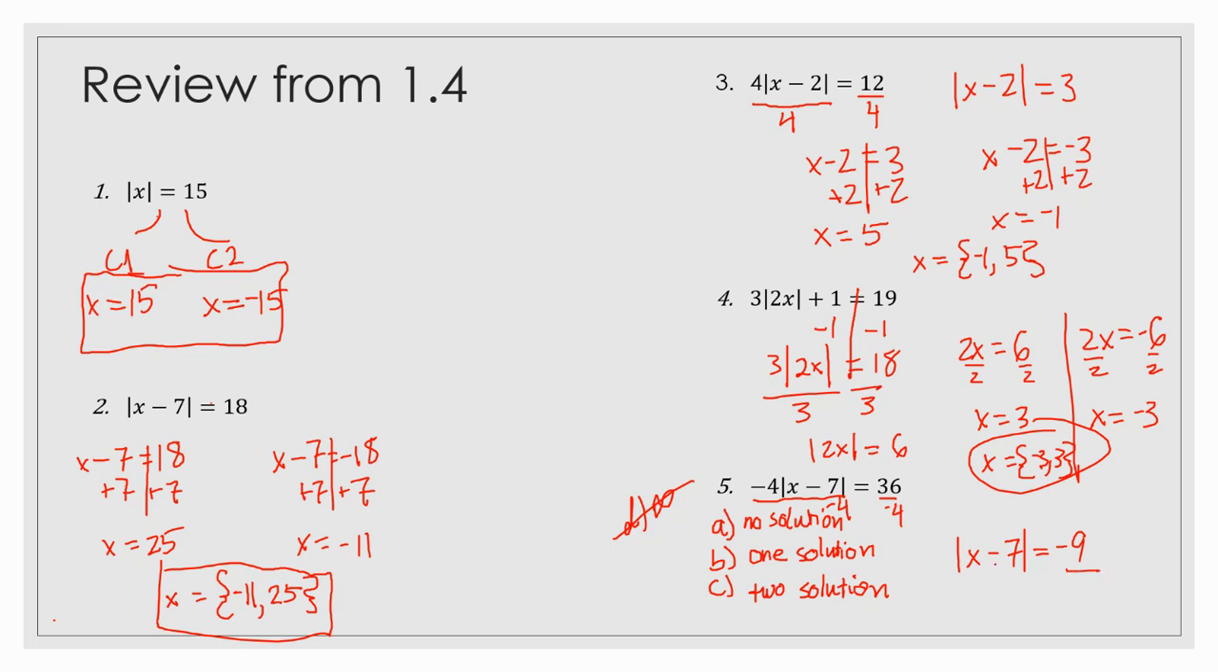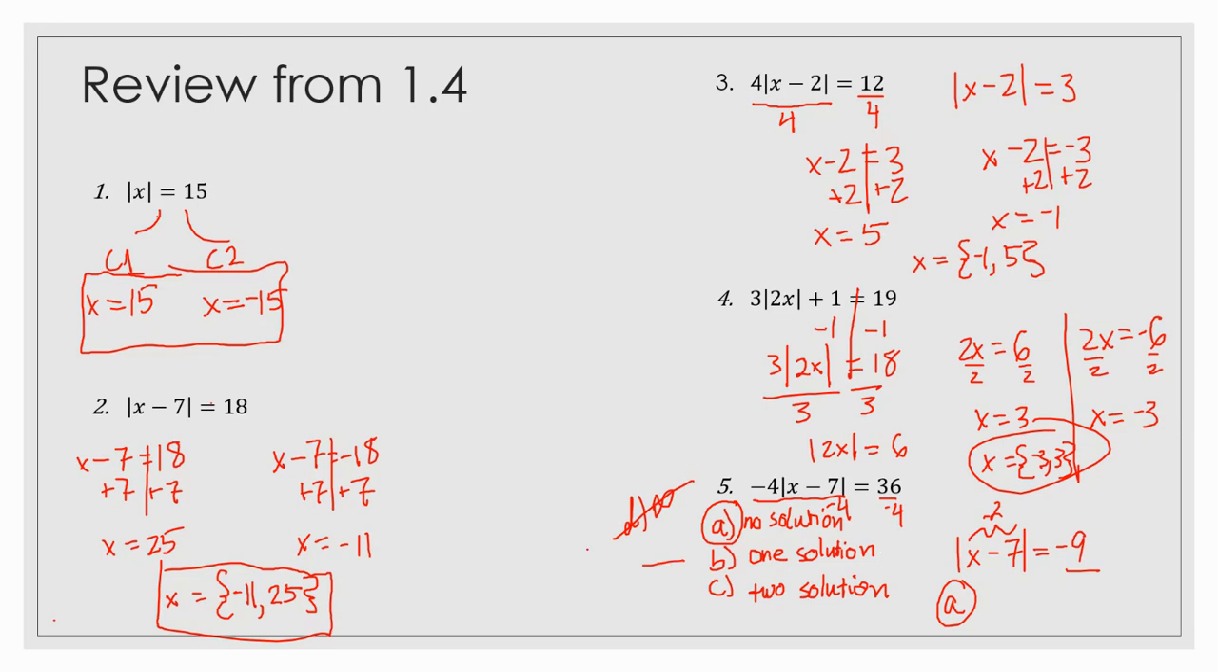But the absolute value creates only positive numbers, so it can only be a positive number. In this case, we get no solution, A, because whatever is in here, no matter what, imagine it was a -2, the bars would make it positive, so we can't ever get a -9 as our answer. So A, no solution.